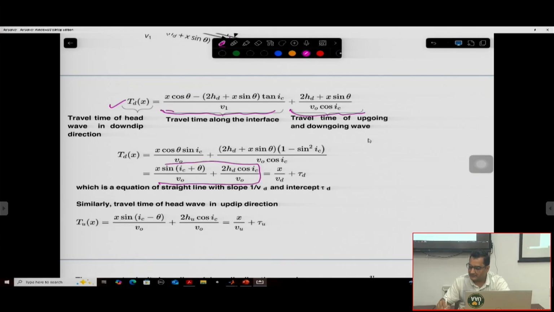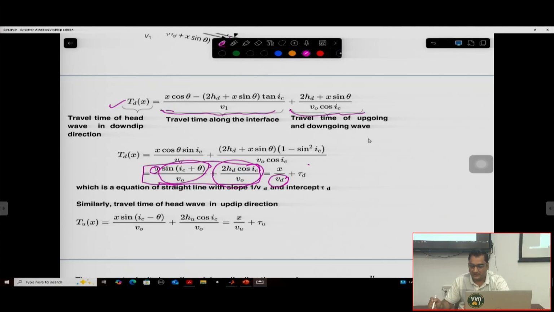This is the total travel time of the head wave in the down dip direction. If you rearrange it, it will be similar to x upon Vd. So you see there is x and this particular term. If we somehow call it 1 by Vd, then it will go like this, and there will be this intercept time tau d for the down dip head wave.